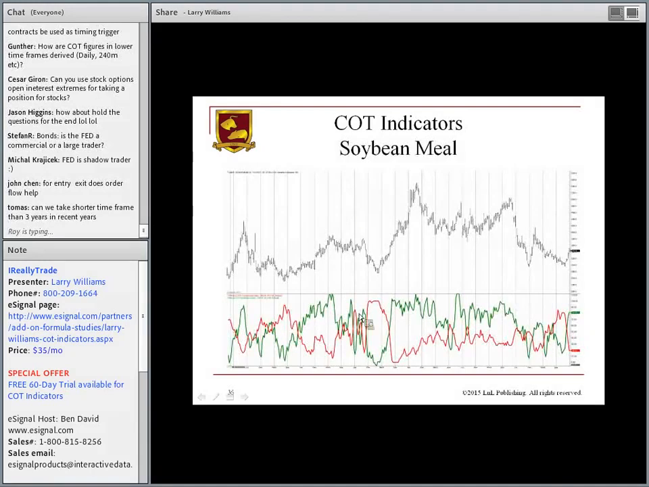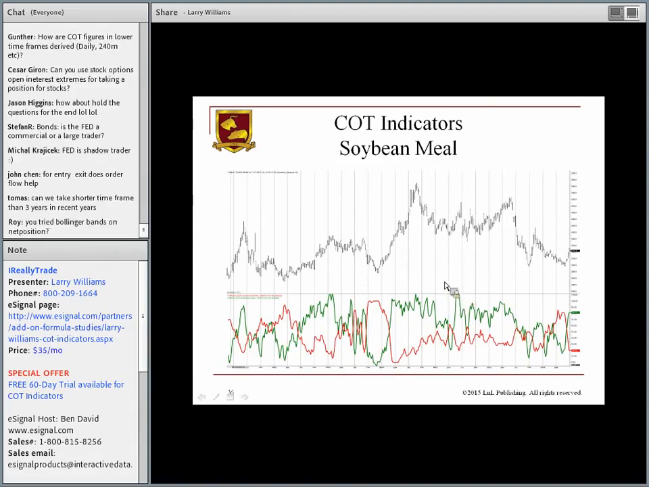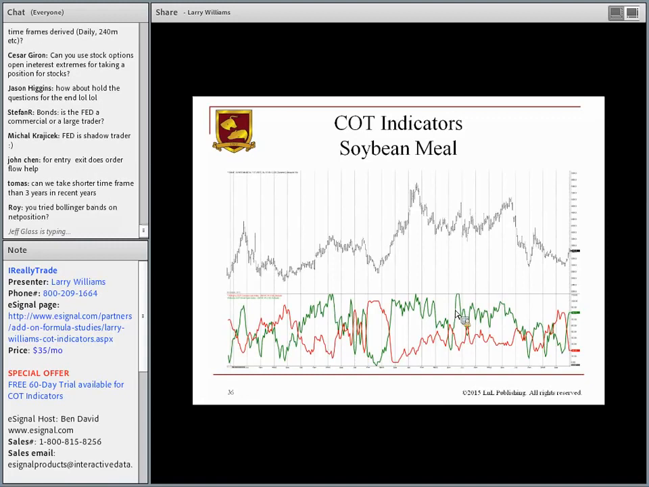So here's the indicator again in soybean meal. The small speculators are not being a buyer here. They're being crazy long up here. So again, we're just going to make an oscillator out of the net position. We've looked at Bollinger Bands on net positions and on the indicators.